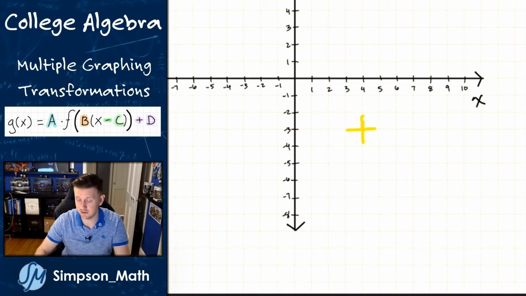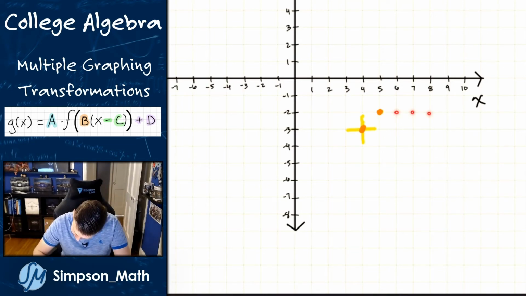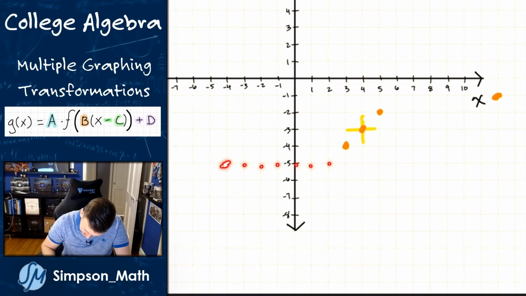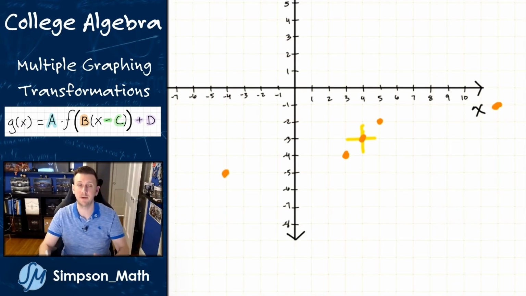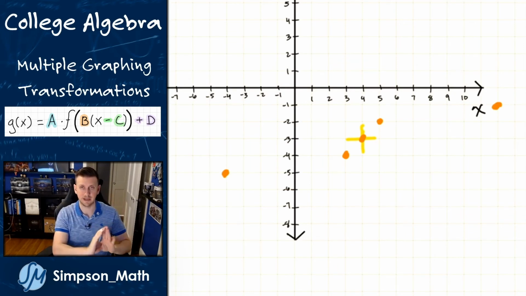And then if you need to, you can draw the parent function dots around this origin. 0, 0, 1, 1, 8, 2, again, need to count, 2, 3, 4, 5, 6, 7, 8. So it'll be right there. Negative 1, negative 1. And again, I have to count 2, 3, 4, 5, 6, 7, 8. Okay, there we go. All right, so now we have my parent function dots that have been shifted right 4 and down 3. So right 4, down 3.